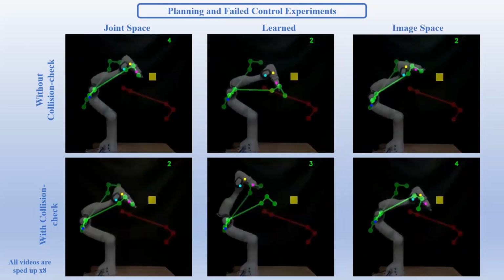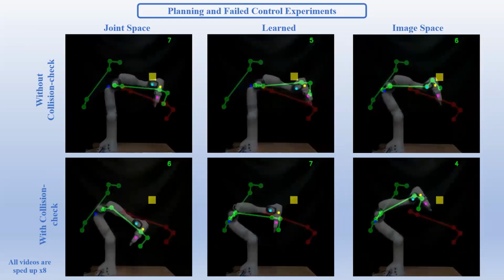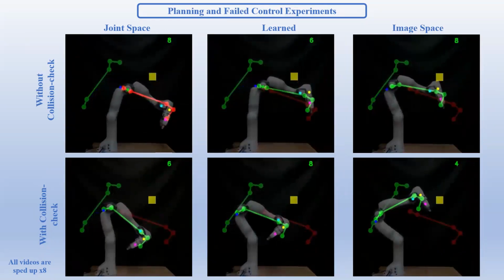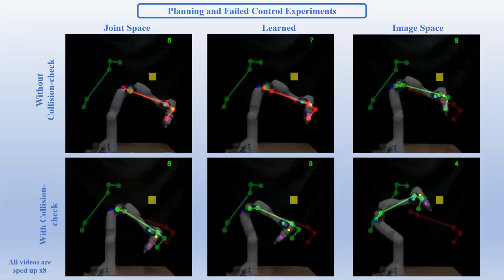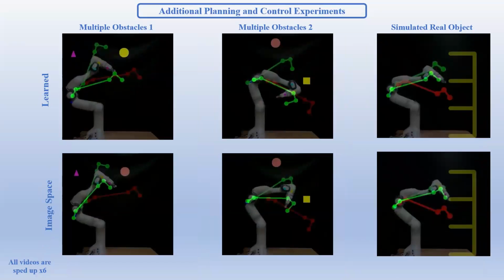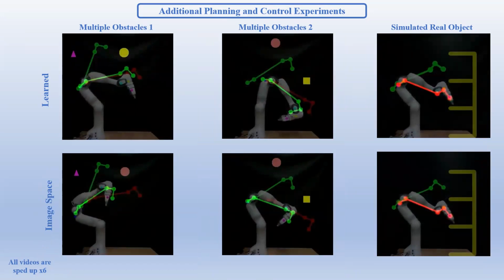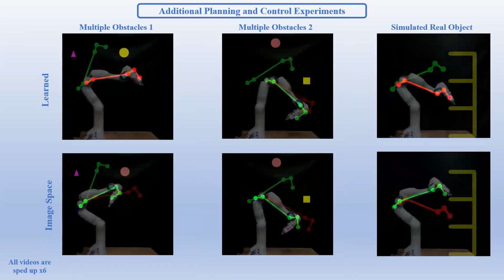These experiments use a different start-goal pair and obstacle positions. Notably, in both cases in image space, control fails to converge as the controller stops abruptly. To assess the robustness, we tested with multiple obstacles and a virtual real-life object. The image space planner failed to converge, colliding with the object.